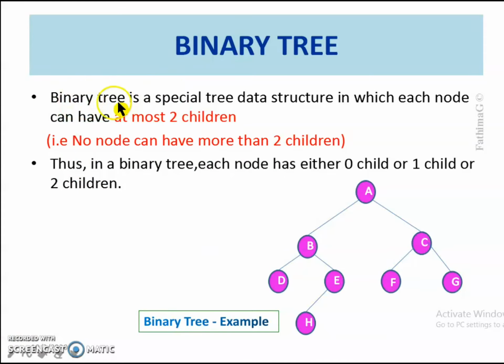A binary tree is a special tree data structure in which each node can have at most 2 children. That is, no node can have more than 2 children. Thus, in a binary tree, each node has either 0 children or 1 child or 2 children. This is an example of the binary tree. You can observe that no node has more than 2 children.